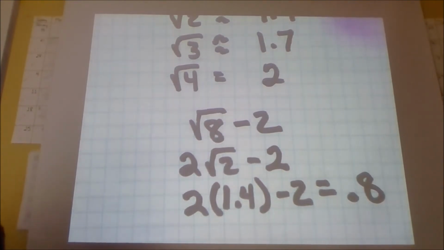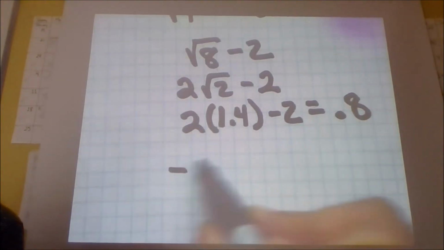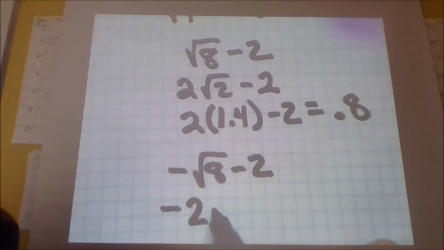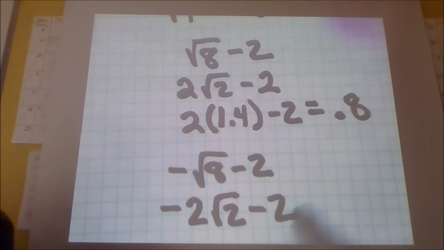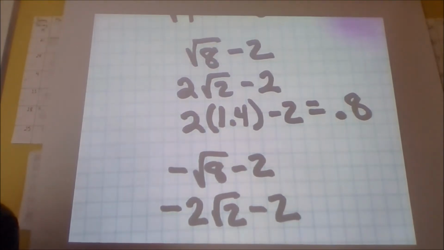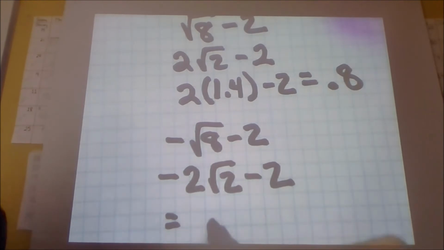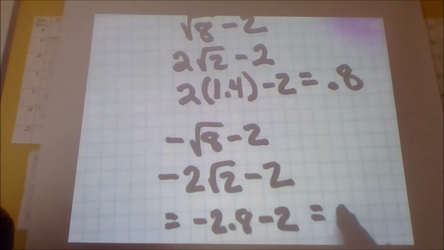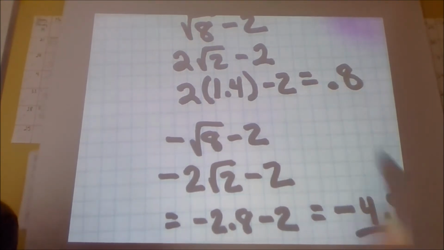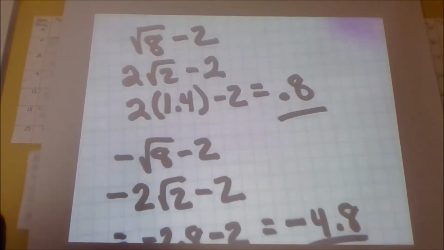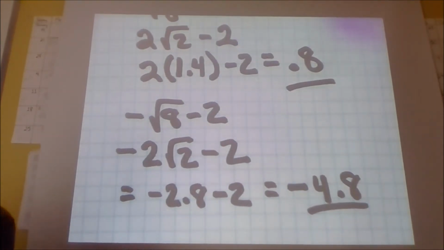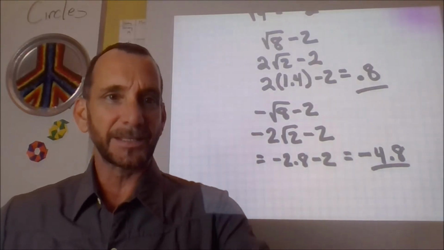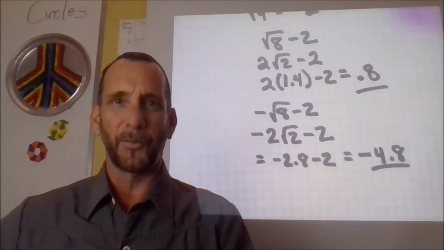0.8. And if you had the negative square root of 8 minus 2, that would be negative 2 square root of 2 minus 2, which is a negative 2.8 minus 2, which is really a negative 4.8. So these are the x-intercepts, 0.8 and negative 4.8.